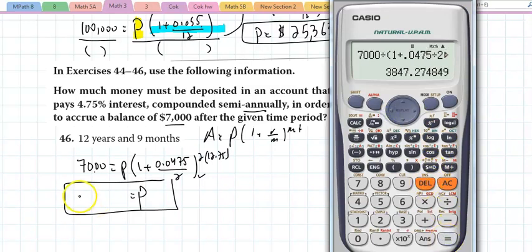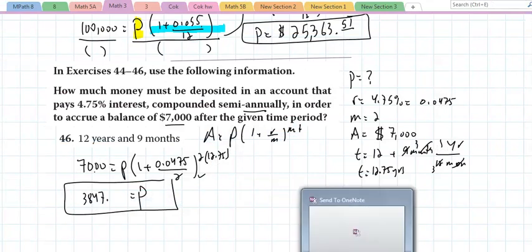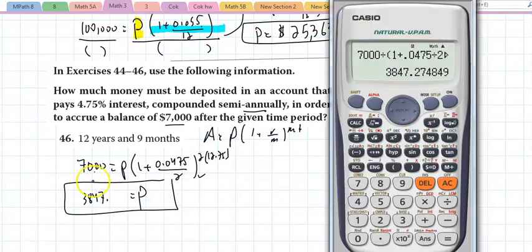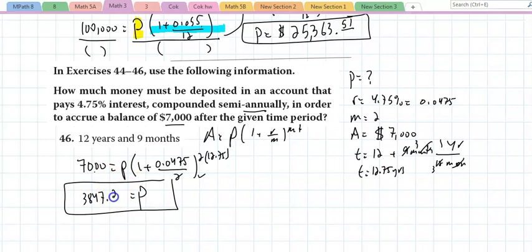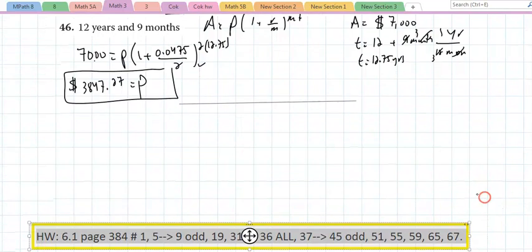And I should put in today $3,847 and 27 cents. All right, and there's our homework.